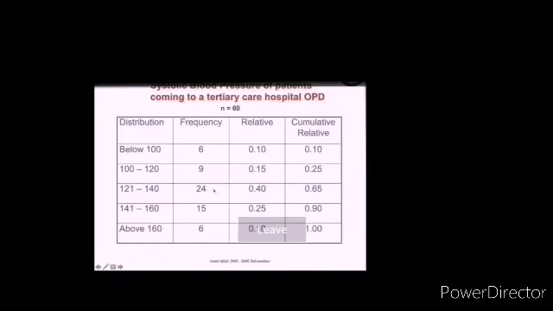Even if you had data of thousands of patients, this chart will immediately tell you that the majority of the population actually had a blood pressure between 121 to 140. So when you present data in such a way, this is called a frequency chart.